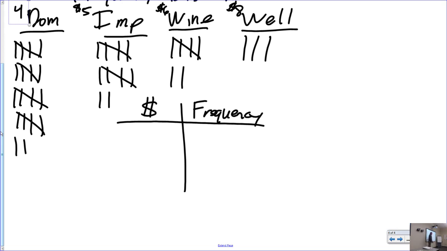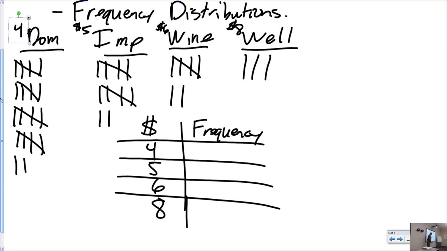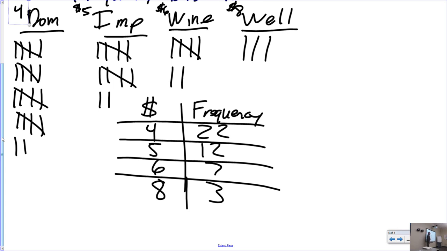with your data, whatever your data is, whether it's money or whatever the number represents, right? And then how many times did you sell that one specific item, right? So $4, $5, $6, and $8 items. How many $4 items did I sell? 20. 22. How many imports did I sell? 12. How many wines did I sell? 7. And how many well drinks did I sell? 3. And this is your classic frequency distribution of data, okay?